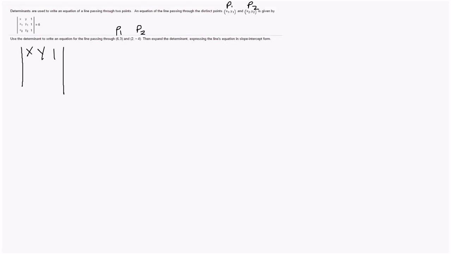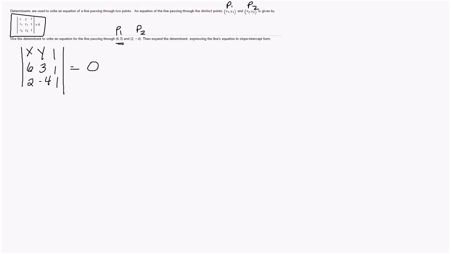So with this one, that's my top row, that stays the same. And then what I want to do is input point 1, which is 6 and 3, there, and then point 2, which is 2, -4, and it's going to go there, and that is all going to be equal to 0. So we can use this setup anytime that we want to solve for an equation of a line. It will work for this.